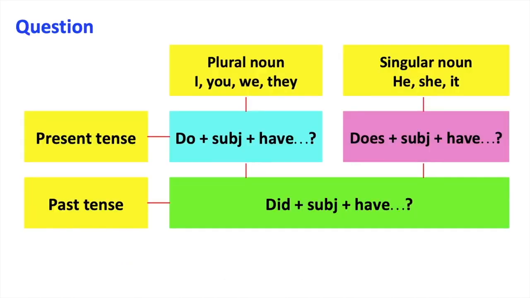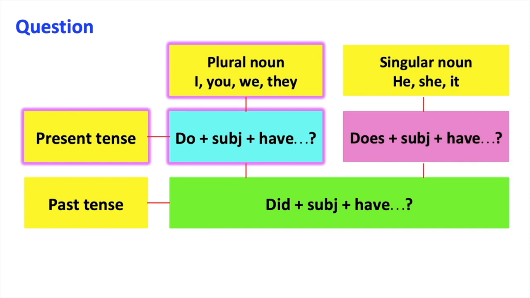Now let's look at the correct question structure. The structure will depend on the subject and the sentence tense. So, if the subject is a plural noun, I, you, we, they, in the present tense, we use the structure do plus the subject plus have. For example, do you have a pen?